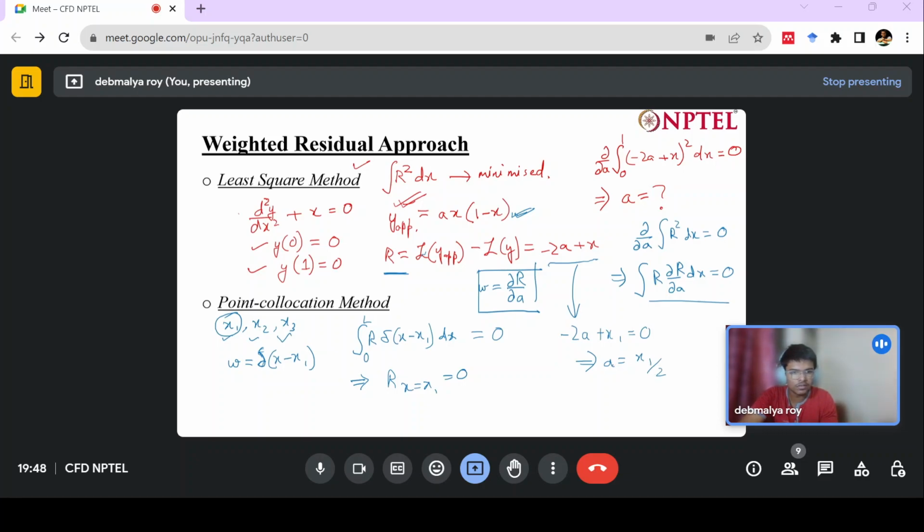That's what we were searching for, right? So if you just put this a's value here, we will get the approximate solution that we are looking for. Instead of just one point, you can have multiple points as well. It will just increase the number of equations. So one equation you will have with x1, another equation you will have with x2, like that. So you increase the number of parameters in your trial function, and increase the number of points.